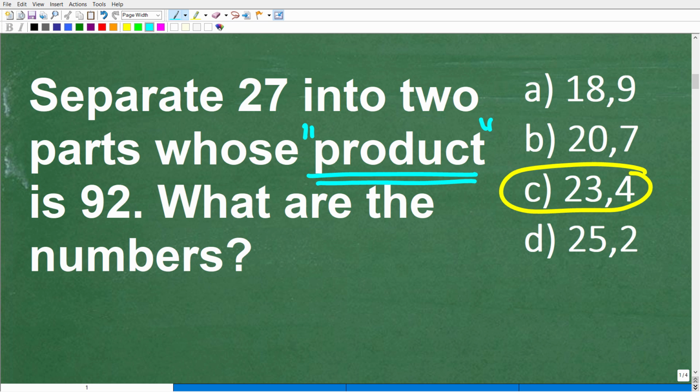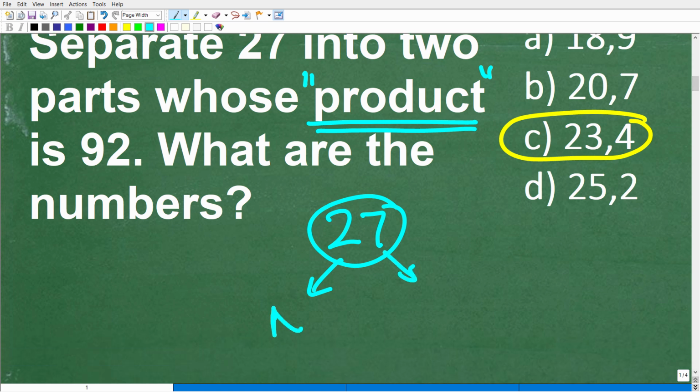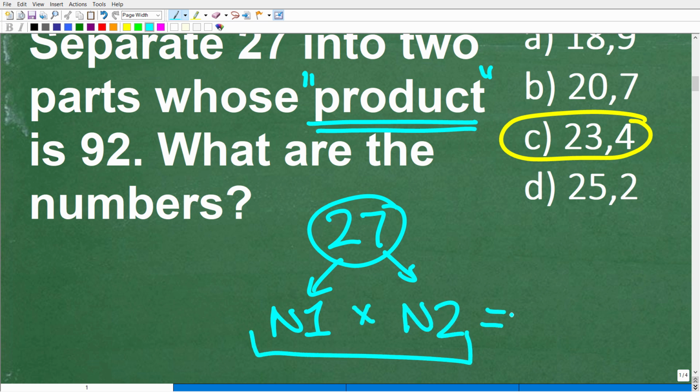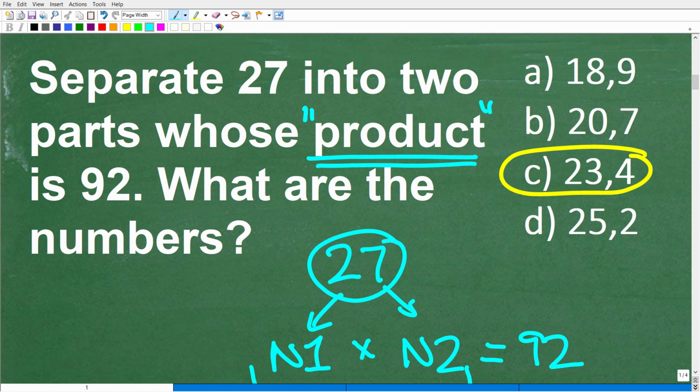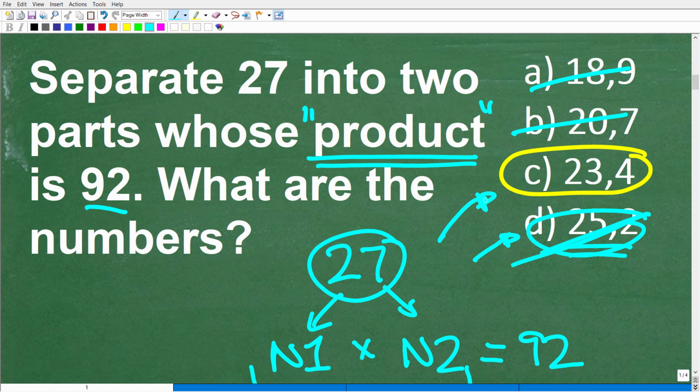So what we're talking about here is we're going to separate 27 into two numbers, two parts. So we're going to have number 1 and number 2, and the product of these two numbers is going to be 92. So what we can do is just look at our choices, and you can see, for example, like D, the product of these two numbers is what? Well, that's 25 times 2, that's 50. Well, that's not 92, so we can just get rid of that. And here you could just go through each of these numbers. The only pair of numbers where the product is going to be 92 is 23 and 4.